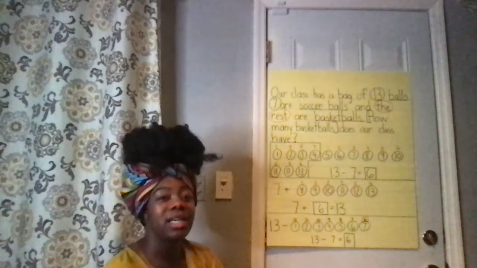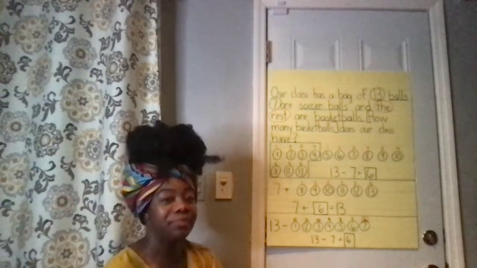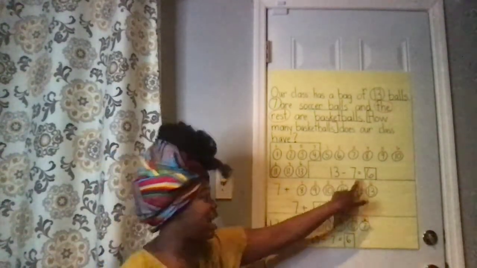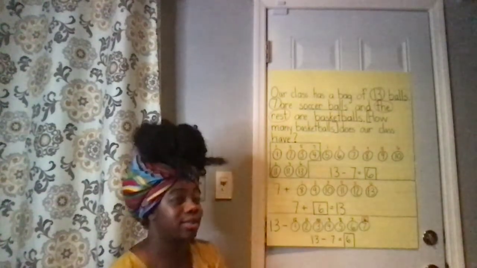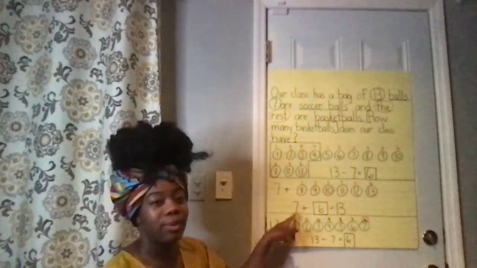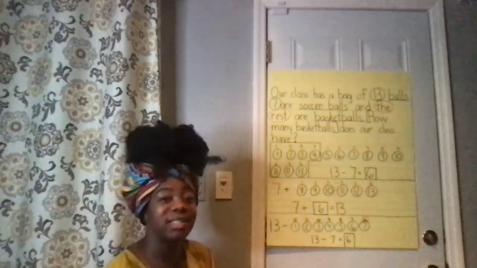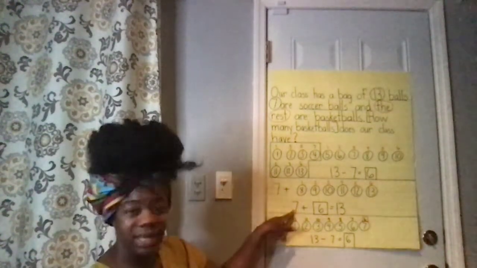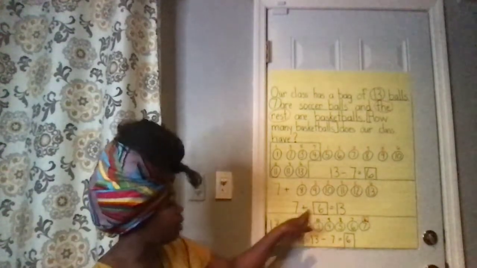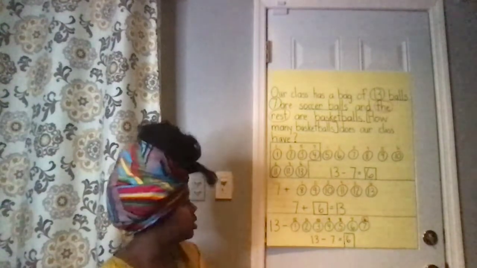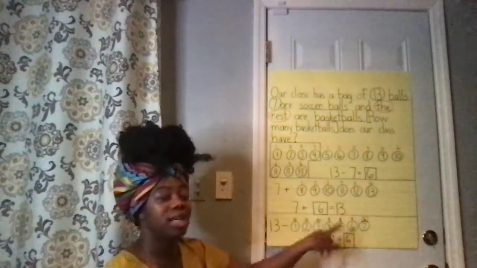And now I need to see how many balls I've added. So let's count. 1, 2, 3, 4, 5, 6. We still get 6. The number sentence, however, to represent this way to solve is a bit different. So you will start with 7 right here, plus however many circles you added to represent the basketballs. We already said that that was 6. 7 plus 6 equals 13, where you will box your 6.